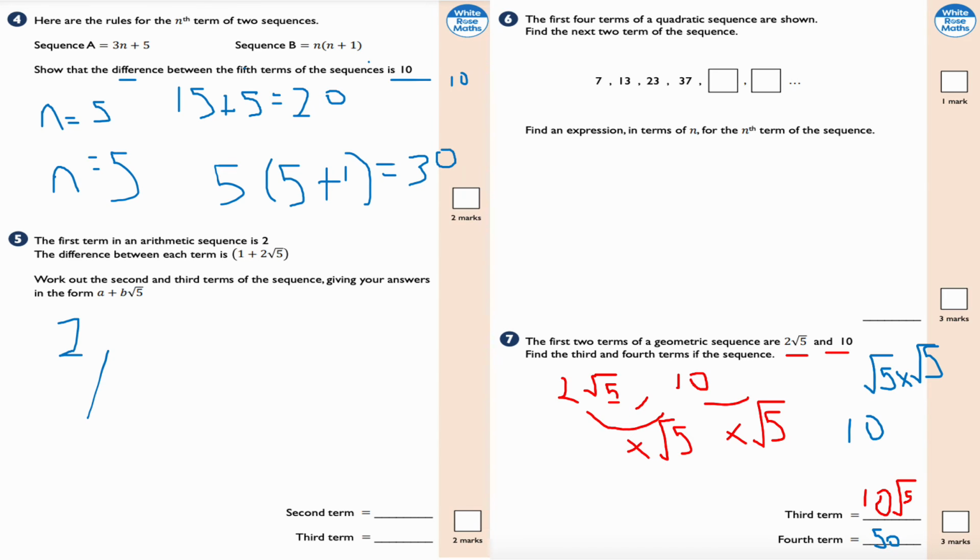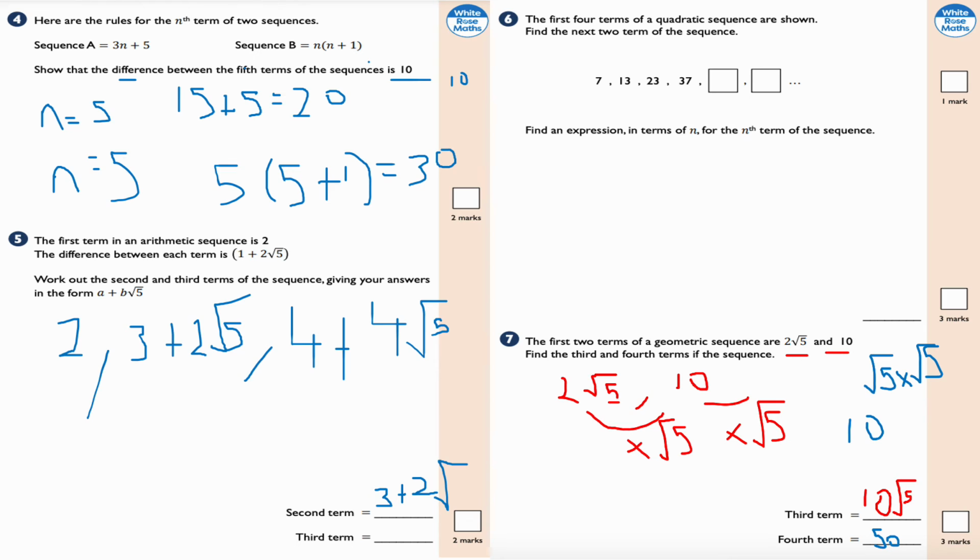So if I add 1 plus 2 root 5 actually, I'm going to get 3 plus 2 root 5 for my second term, and the third term, adding 1 plus 2 root 5 actually, I'm going to get 4 plus 4 root 5. Okay, so the second term is 3 plus 2 root 5, and the third term is equal to 4 plus 4 root 5.